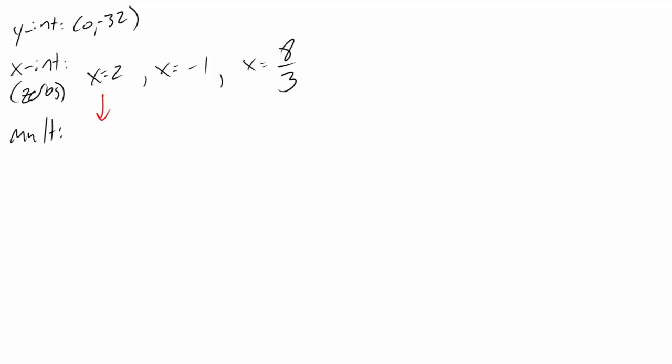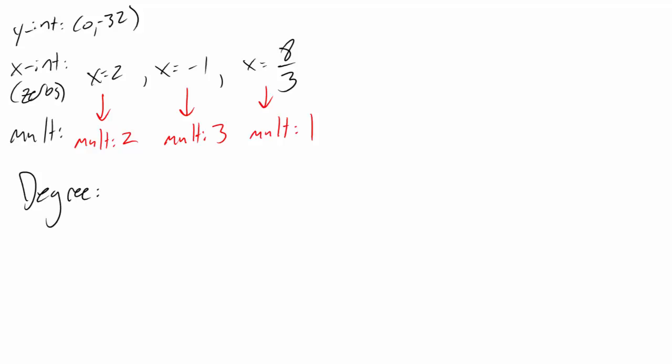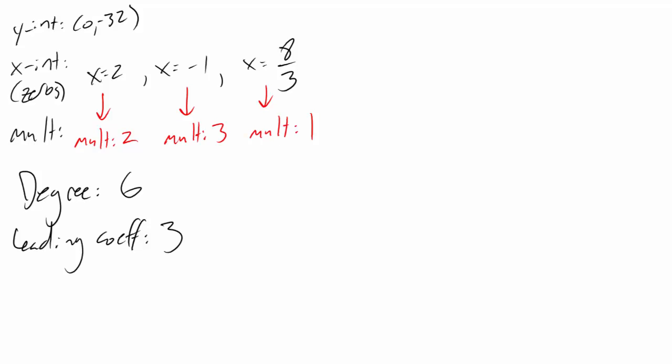So with 2, that multiplicity was a positive 2. Actually, I don't really need to know that it's positive, but there it is. For the x equals negative 1, we had a multiplicity of 3. And for the x equals 8/3, that had a multiplicity of 1. Now remember, the multiplicities are important for us to find because they will tell us what is happening with the graph at each zero. Then we found the degree by adding up all those multiplicities and discovered our degree was 6, and that our leading coefficient was a positive 3.